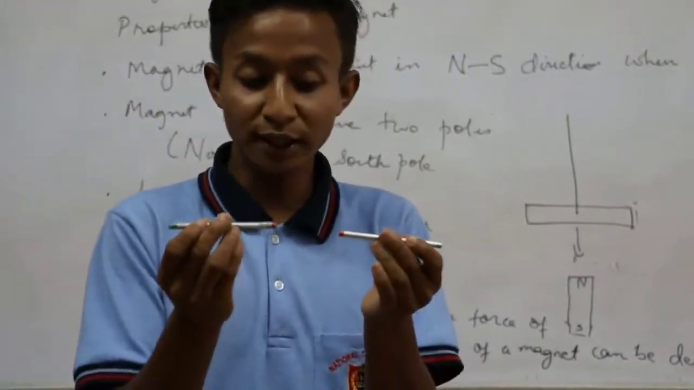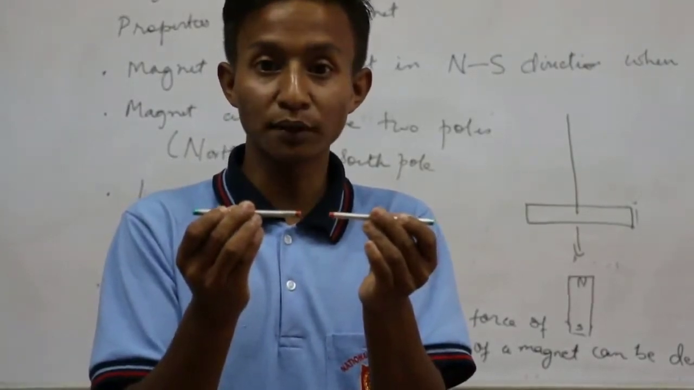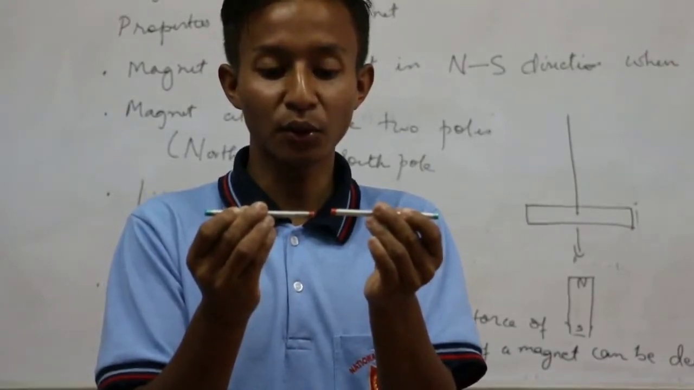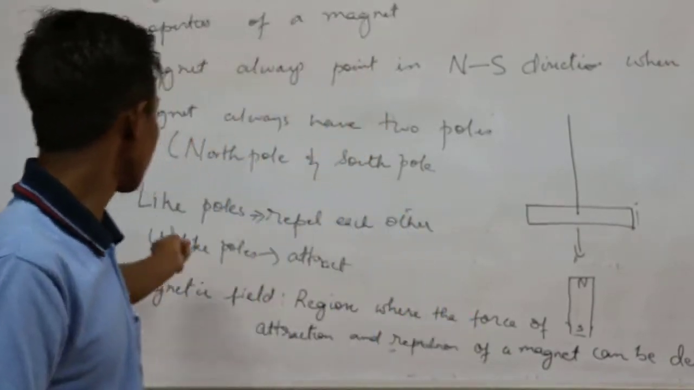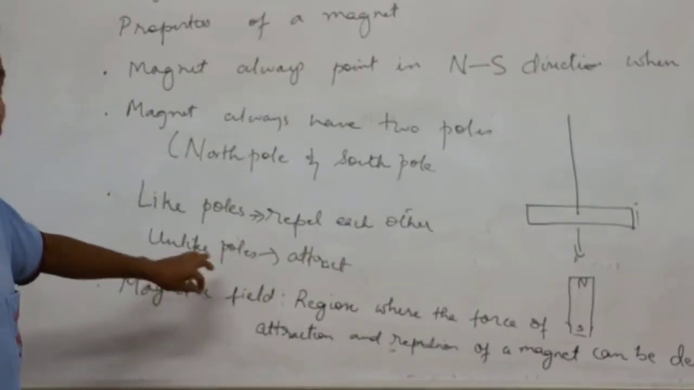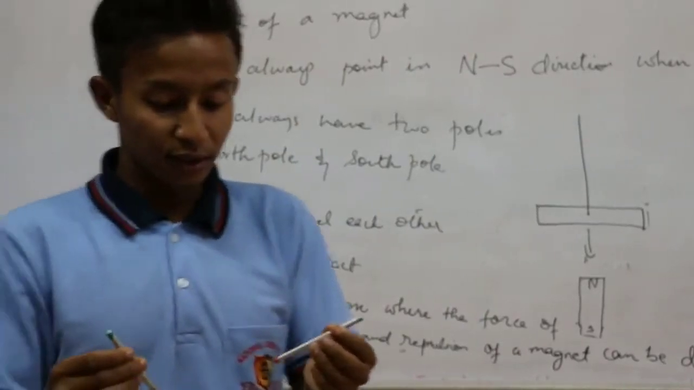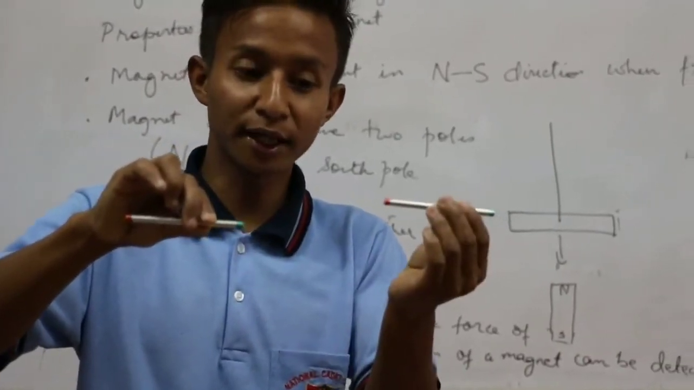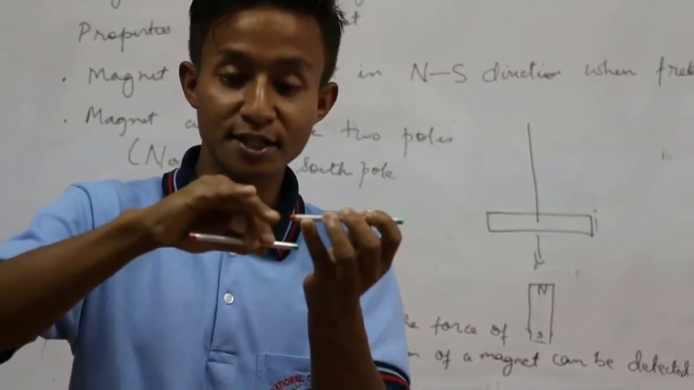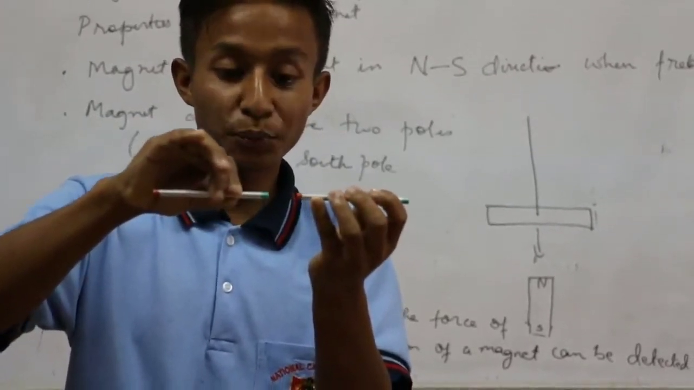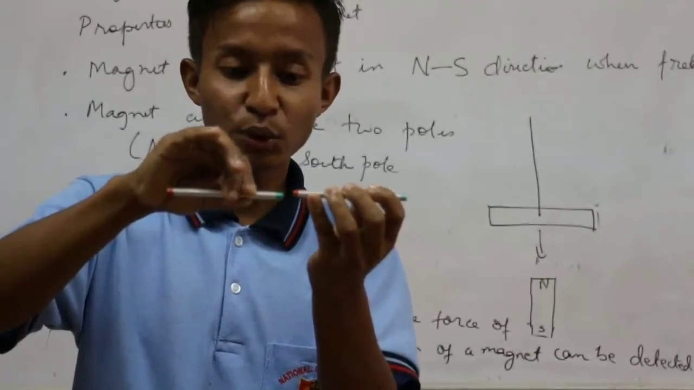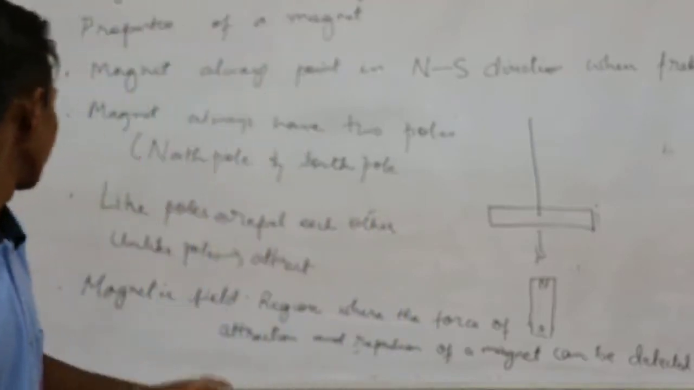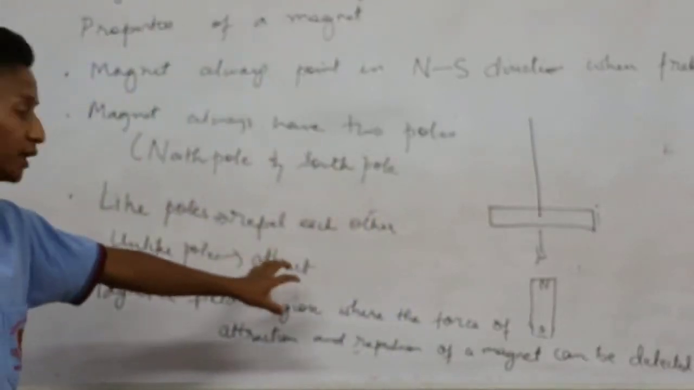In the same way, when you try to bring in the south-south portion, these two magnets will repel each other. So like poles repel each other. Now, for the case of unlike poles. Take this first magnet, this is the north pole, and take another magnet and try to bring in, this is the south pole, right? As you bring them towards one another, you will see that these two magnets will attract one another. So, unlike poles attract one another.